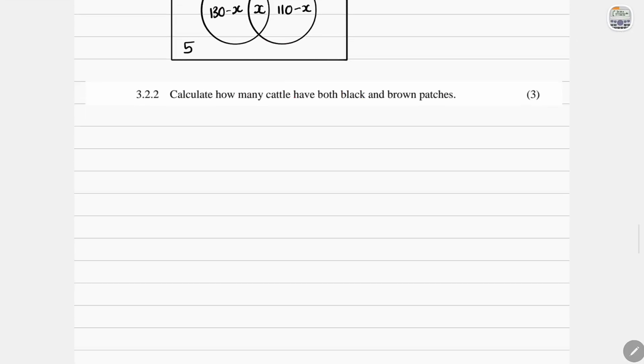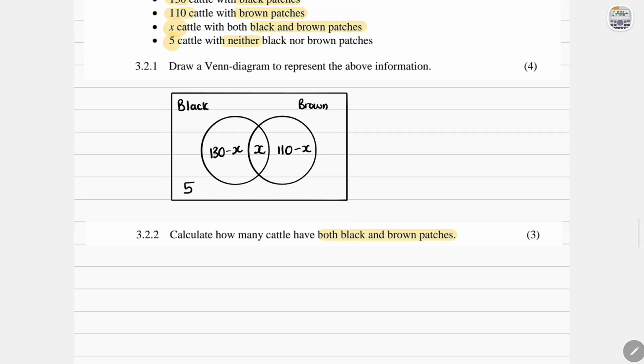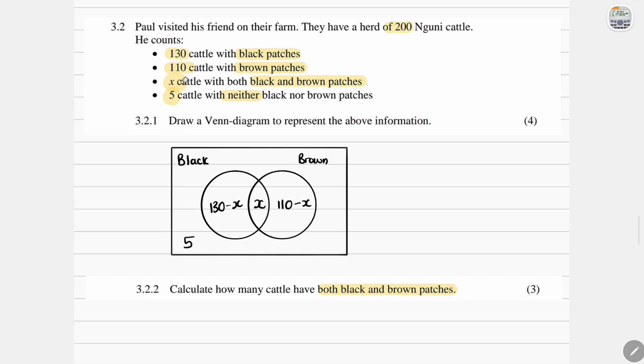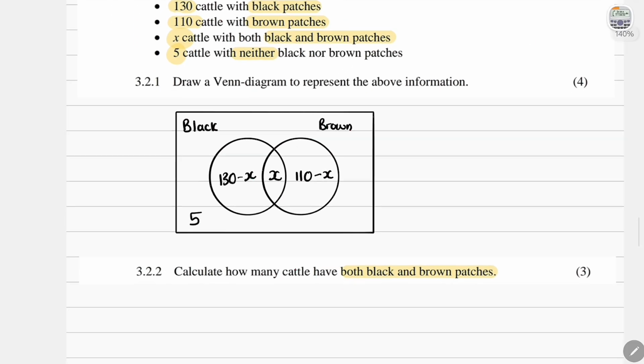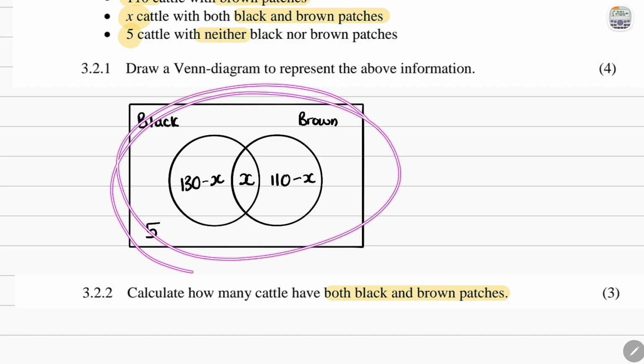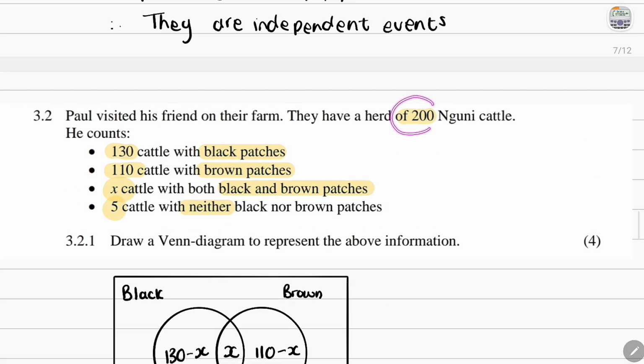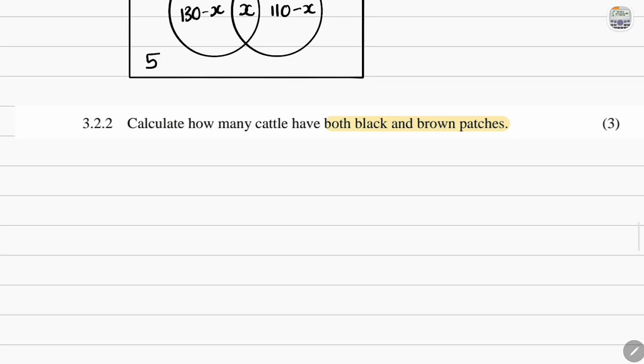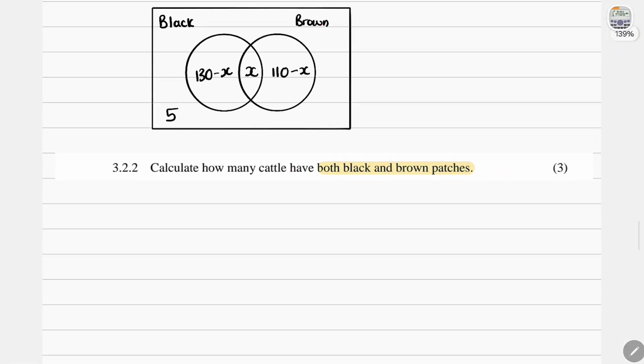Now 3.2.2 says, calculate how many cattle have both black and brown patches. So remember that the black and brown patches, that is X, the intersection. Okay, so there's something we know about all of this. If we found the cows with only black patches, and then you added it to this intersection, and then the ones with only brown patches, and then the 5, they would all add up to how many cows in total? We know that they are 200 cows. So everything added up gives us 200.